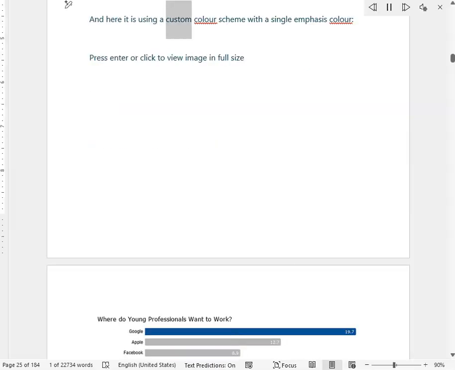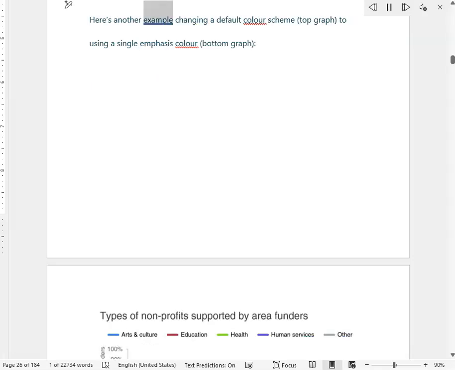And here it is using a custom color scheme with a single emphasis color. Here's another example, changing a default color scheme, top graph, to using a single emphasis color, bottom graph.